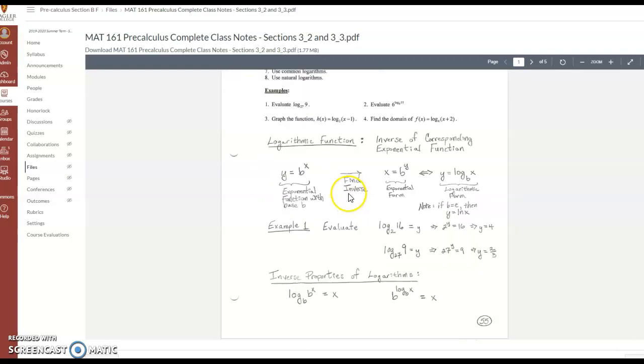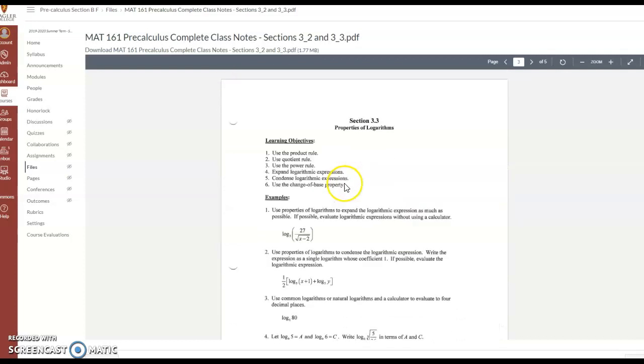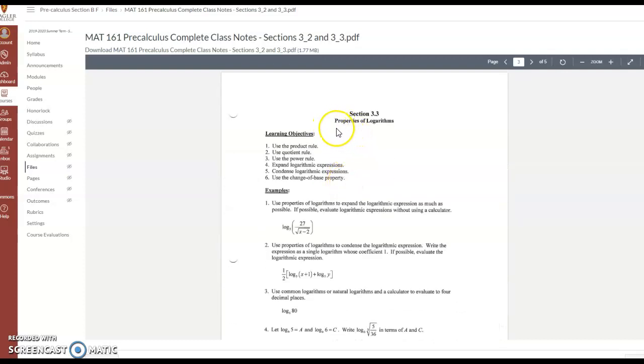So that's section 3.2. And then in section 3.3, we're going to talk much more in depth about the properties of the logarithms. Look at all these different rules we can use to evaluate logarithms, to expand them, to condense them, to do different things. And that will get you through week 3.